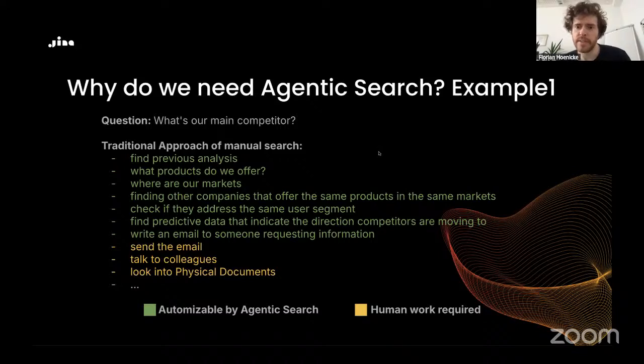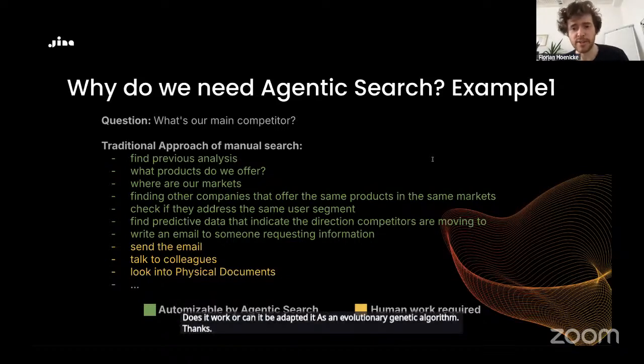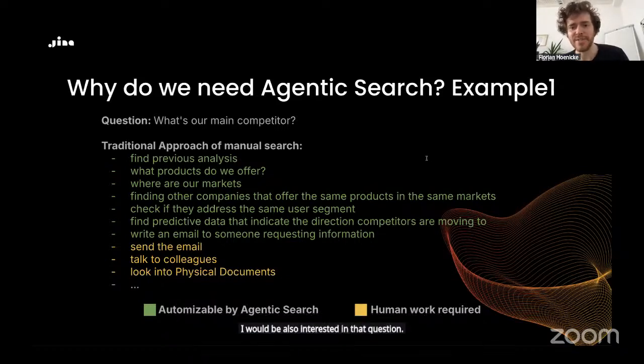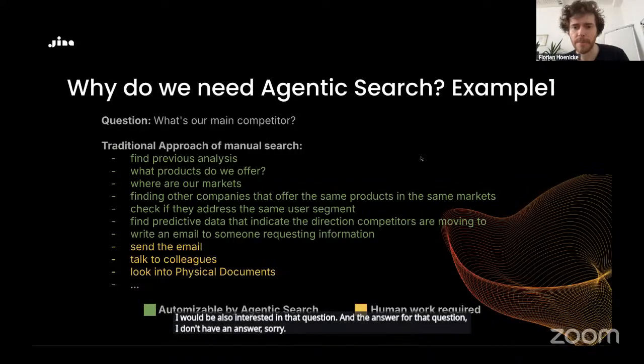Can this be defined as a classic collective intelligence model? Does it work, or can it be adapted as an evolutionary genetic algorithm? Thanks. I would also be interested in the answer to that question. Well, I don't have an answer, sorry. But that's interesting.